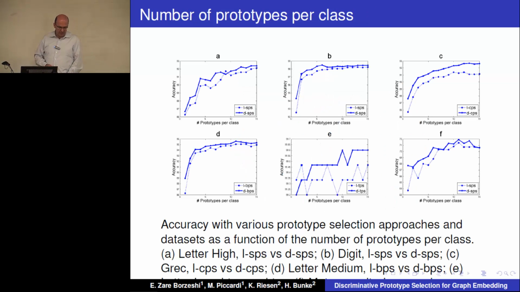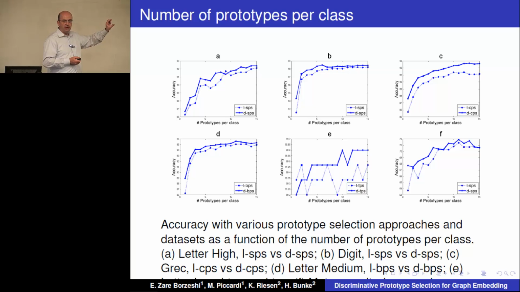I just have 2 more slides of results. This result is a set of selected cases for some of the techniques and some of the data sets. And they just report the accuracy as a function of the number of prototypes per class. The thick curve is the discriminative techniques, and the thin curve are the corresponding generative technique.